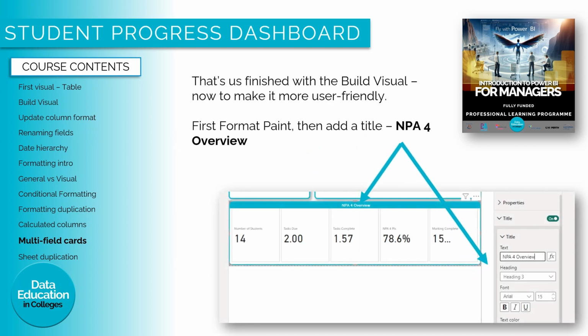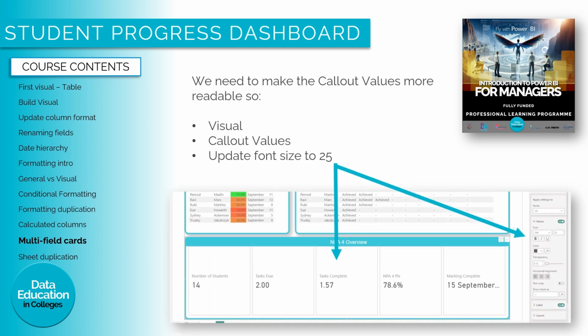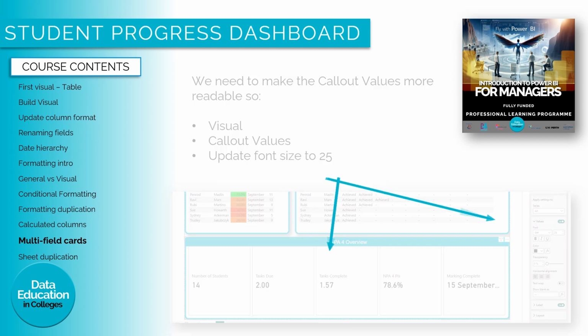So that's us finished updating the build visual, but you'll see there's a couple of things we could tidy up in the way the data is actually displayed. So firstly, quick little format paint and add a title. And then within the format visual, look for values. I would change the size down to 25 within the callout.